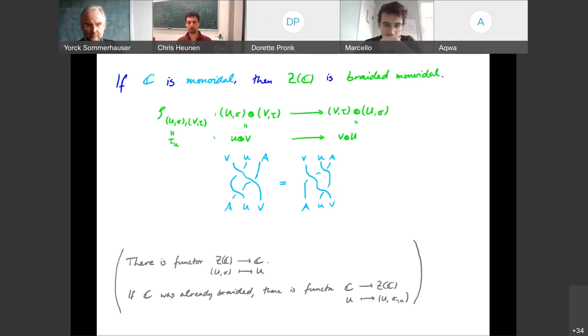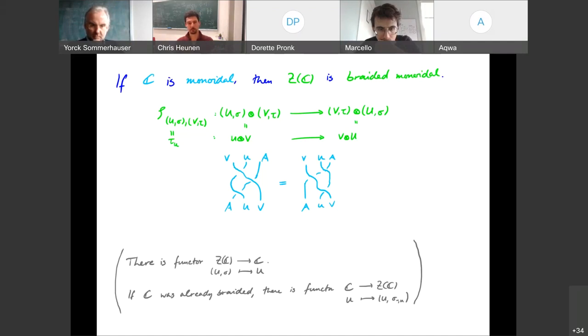But I claim it's in fact braided monoidal, so that out of thin air, this new category now has a braiding on it. This is a bit involved, and I'm not sure I can reconstruct it looking at here, but I tried to draw it here. If you have two objects in the new category, U with half braiding sigma, V with half braiding tau, I need to construct a braiding on them. So I need to make a morphism in the new category from the tensor product of these two things to the tensor product the other way around.